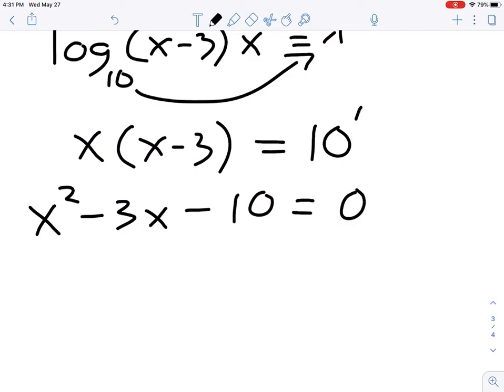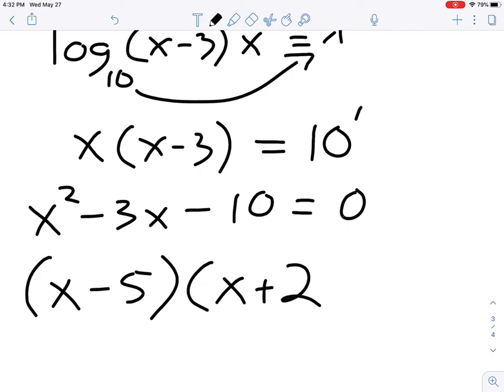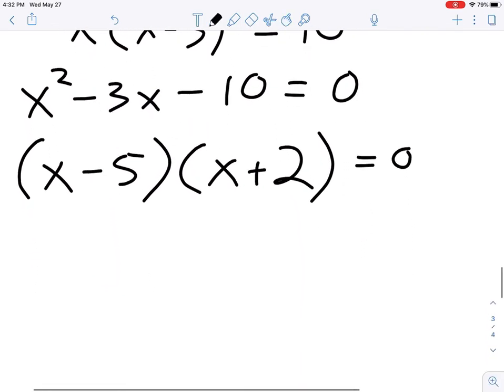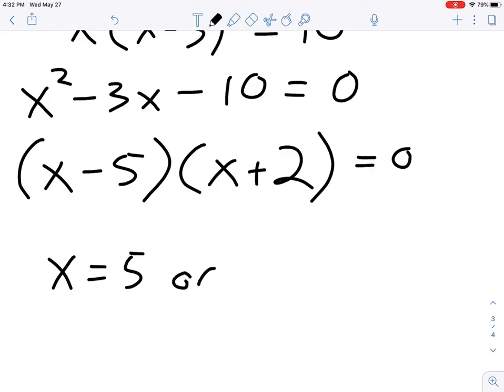Anytime I have an x squared and an x in an equation, I set it equal to 0, factor and solve. Factoring: x minus 5 times x plus 2, two numbers that multiply to negative 10 that add to negative 3. There we go. Equals 0. Set these two equal to 0. I get x equals 5 or x equals negative 2.